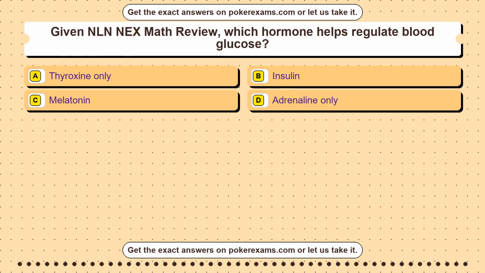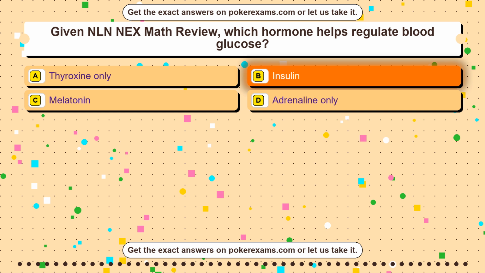Question 8. Given NLN NEX Math Review, which hormone helps regulate blood glucose? Option A. Thyroxine only. Option B. Insulin. Option C. Melatonin. Option D. Adrenaline only. The correct answer is option B.